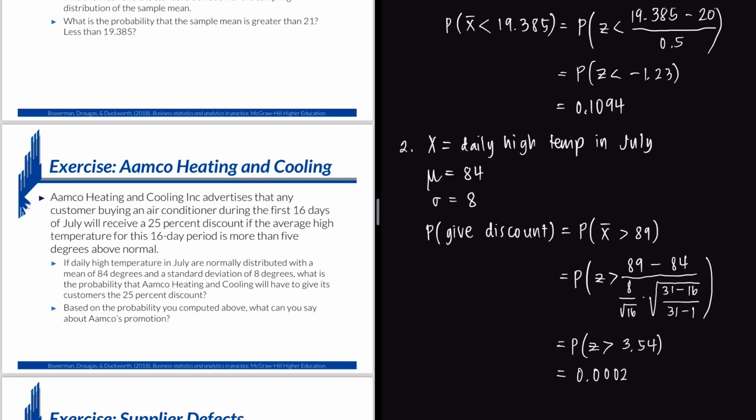According to our computation, the probability that they will give a discount is very, very low, which means that although yes, they are technically giving a promotion, a possibility of giving a discount, in reality, the actual likelihood that they will actually give a discount to any customer is very, very low. In other words, the discount seems to be quite misleading. The actual likelihood of giving out the discount is very, very low.